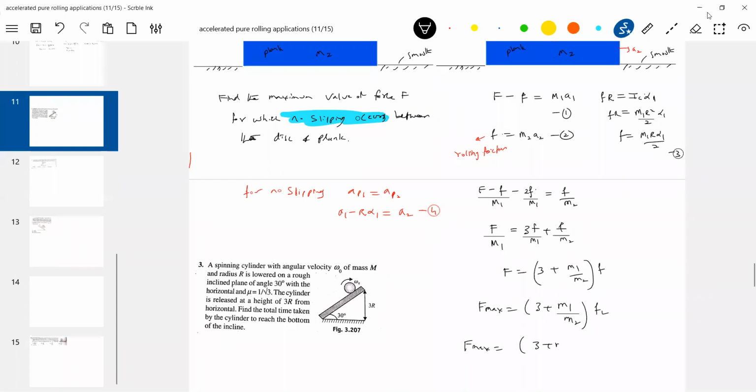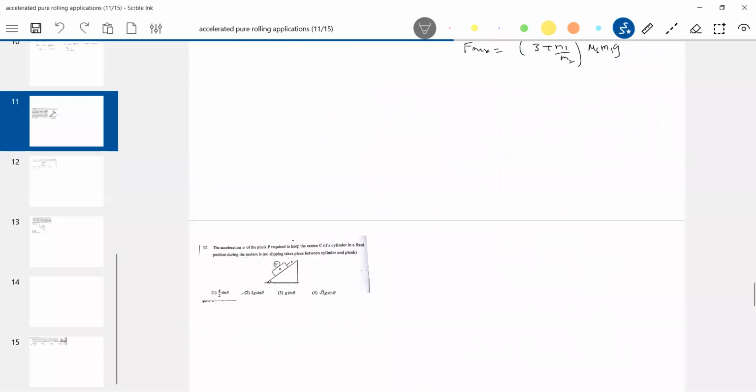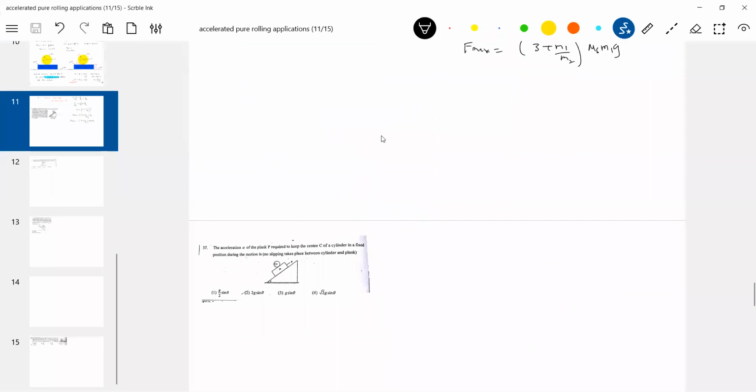How much will it be? 3 plus M1 by M2, so there's a value. If I apply force greater than this, slipping will occur. If you apply force less than this value, no slipping occurs. So the same ideas of block upon a block are what we have just introduced here also. Okay, let me go to friction on a rolling inclined plane.